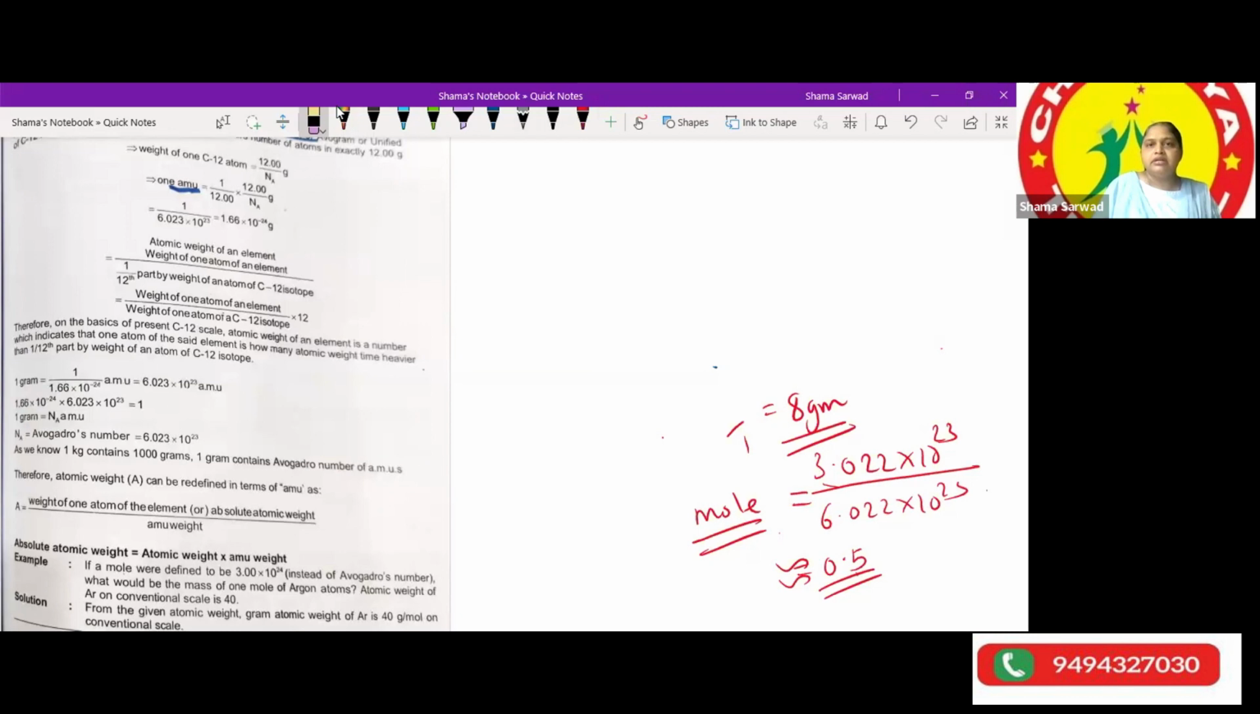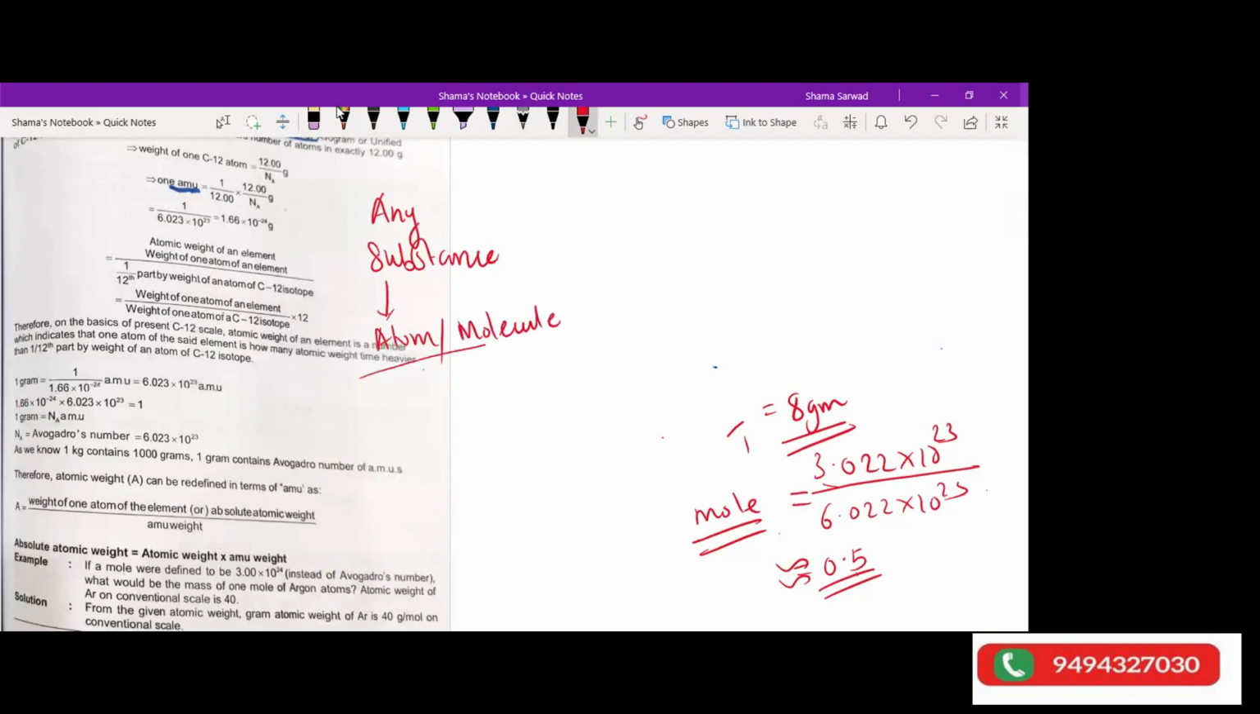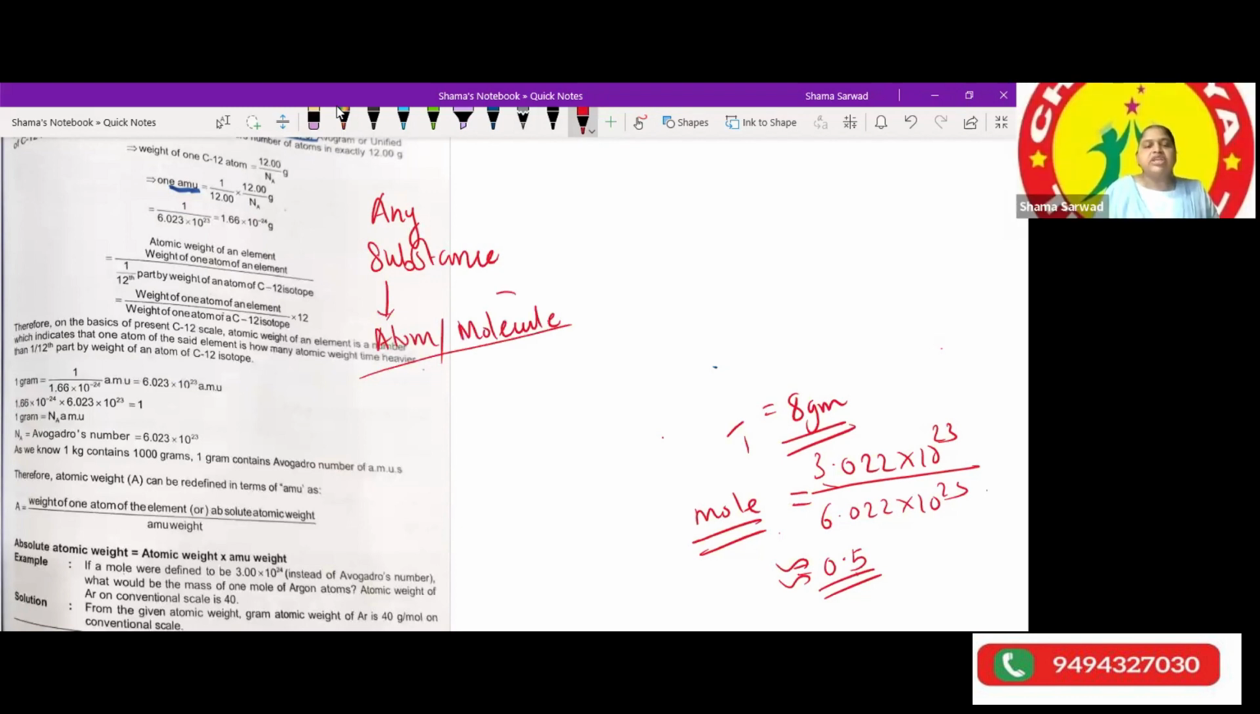Generally, if somebody gives you any substance, what you have to do is check whether it is an atom or a molecule first. Correct? If it is an atom, there won't be a problem. But if it is a molecule, you have to check whether it is a diatomic, triatomic, tetraatomic, or polyatomic molecule. Do you know this or not?